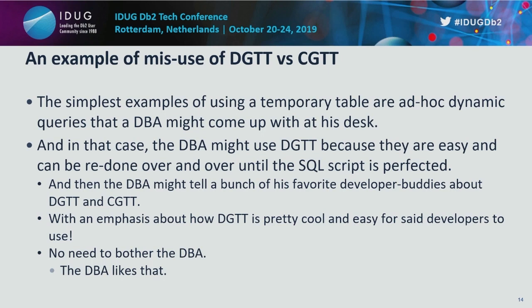So I can just run it over and over until I perfect it, and it's very easy. And then someone might tell a bunch of his favorite developers about DGT and CGT, and I might accidentally emphasize how easy it is to use DGT. No need to bother a DBA, and I think it would help them with their ad hoc query requirements, right? So years ago, I kind of told some of my end users about DGT.